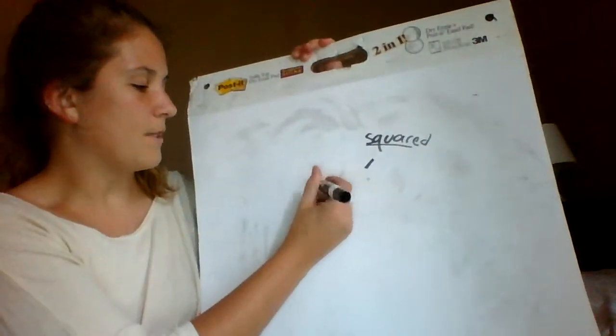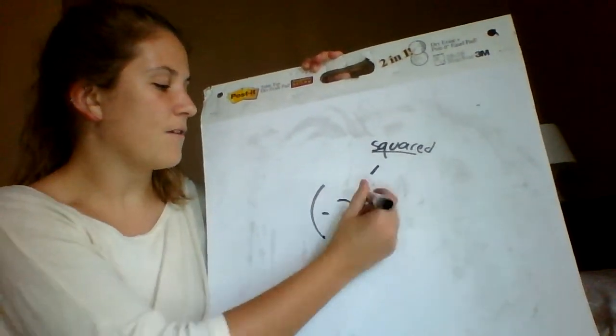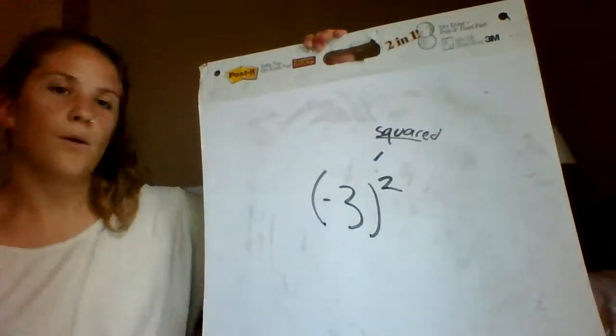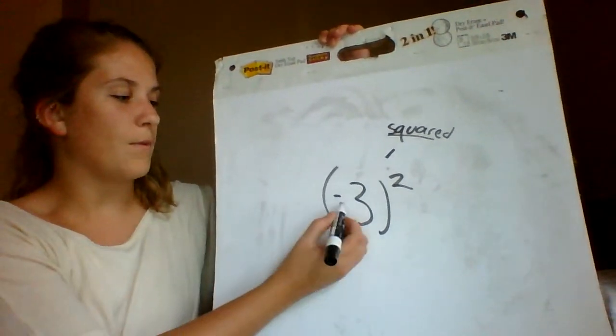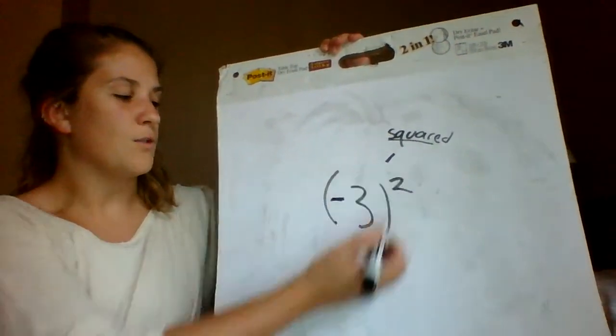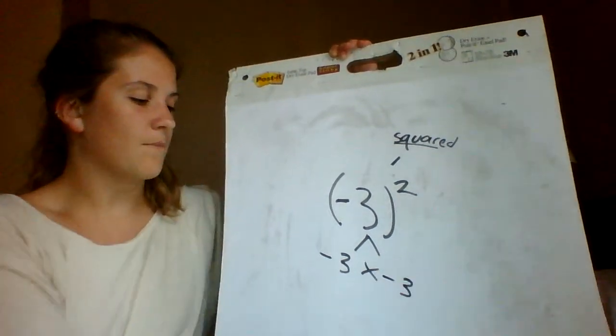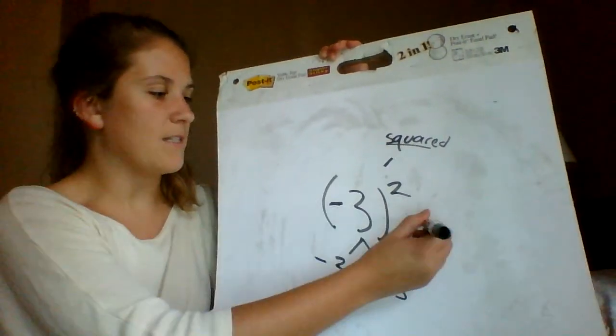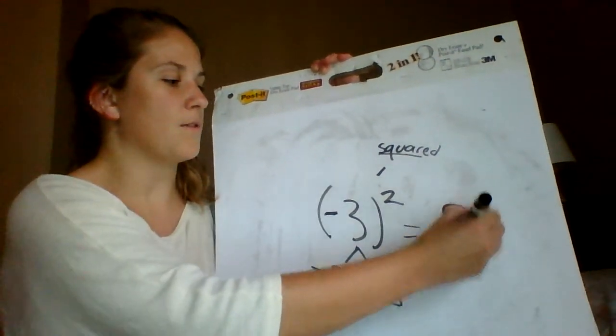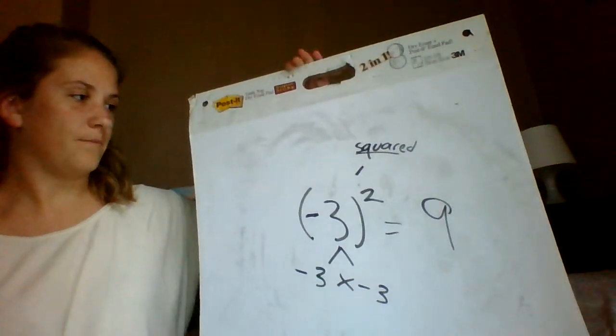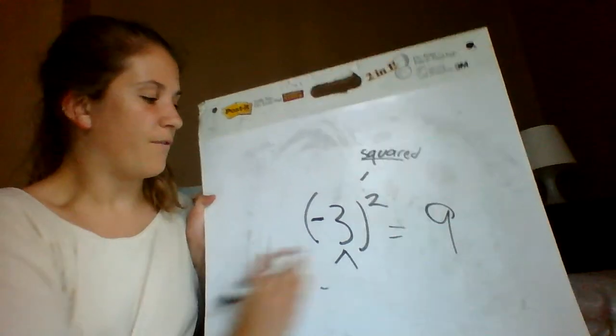I also want to do one that's just similar. I am going to do -3 squared. Well, because this is in parentheses, I know that I'm going to do my -3 two times. So this is -3 times -3. Well, a negative times a negative is a positive, so this one also gives me 9. We'll practice some more perfect squares.